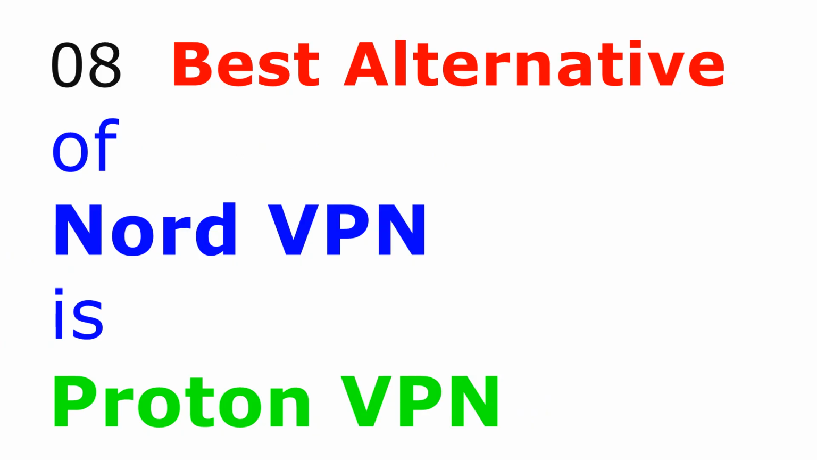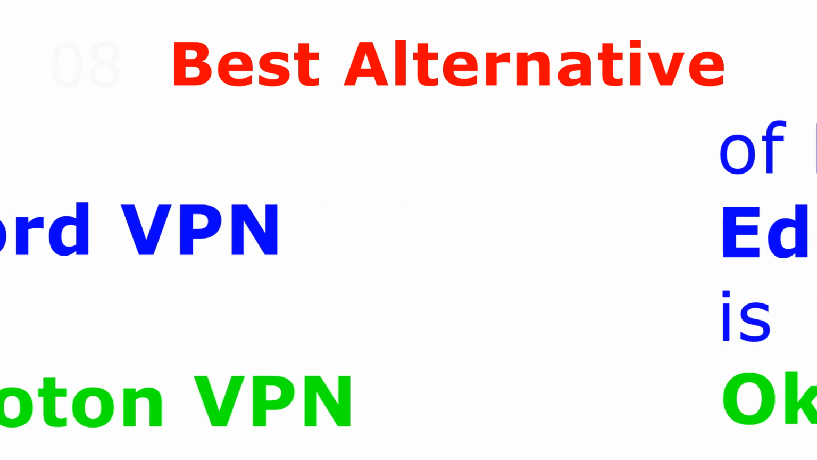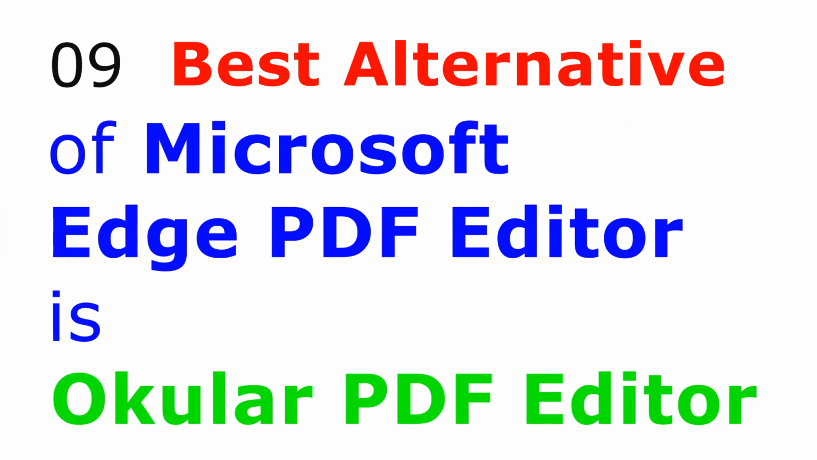NordVPN is good, but will cost you about 200 Aussie dollars a year. Other options like Proton VPN or the VPN in Opera browser are free. Microsoft Edge can edit PDFs, but it also spies on everything you do on your computer. Okular is just a PDF editor, which is just what you want.